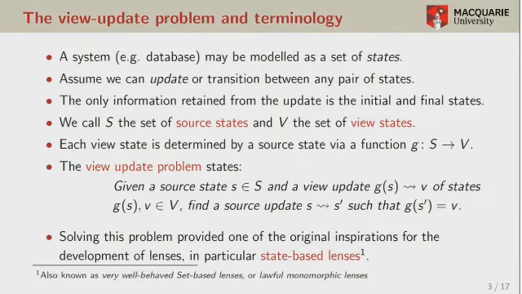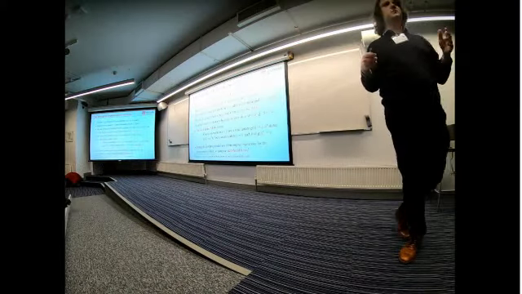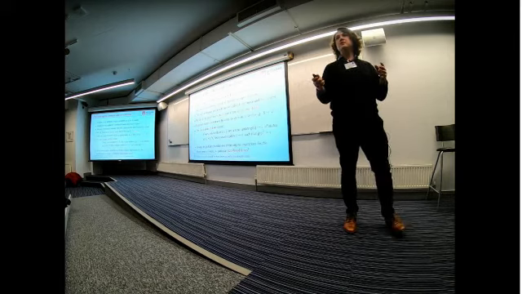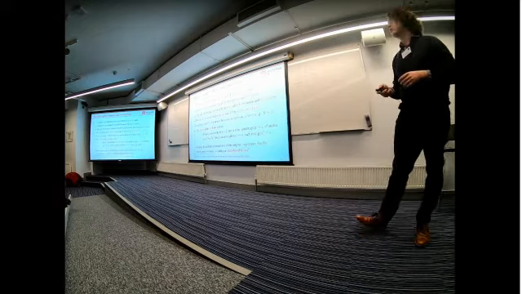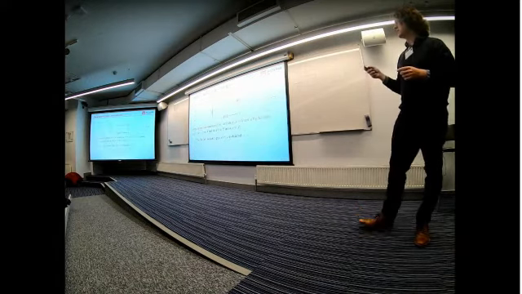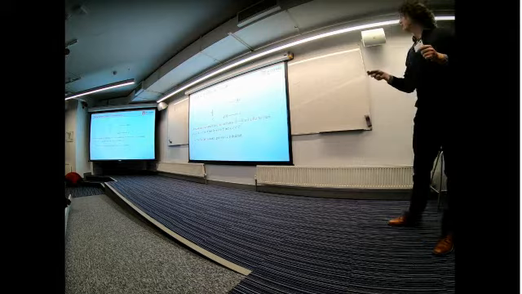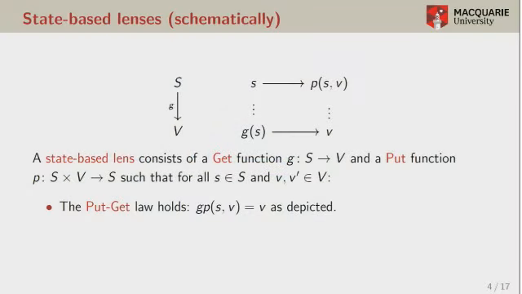This was one of the original inspirations, and in particular they give us one solution to this using state-based lenses. These are also known as very well-behaved set-based lenses, as Mike said, or also as lawful monomorphic lenses, as other people have called them. Schematically, we saw a similar picture again this morning, but a state-based lens is really just two functions: a get function, which takes source states to view states, and also this put function, which does some kind of update process.